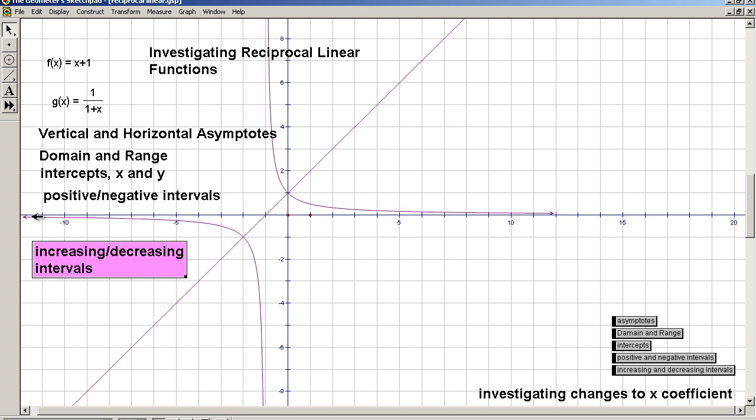Also, have a look at the increasing and decreasing intervals, and so you'll see when x is less than -1, in other words, moving from left to right, this function is decreasing in the entire interval. When x is greater than -1, moving from left to right, the function is also decreasing in that interval. And that's your investigation.